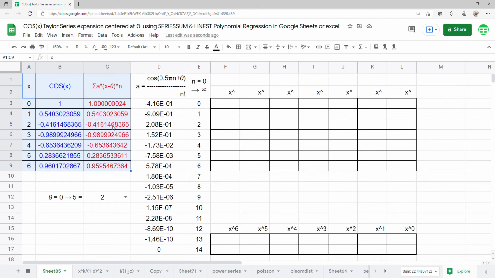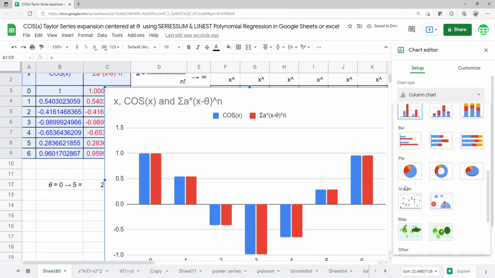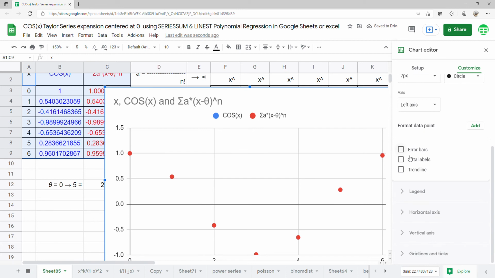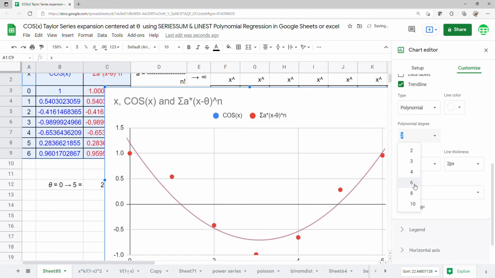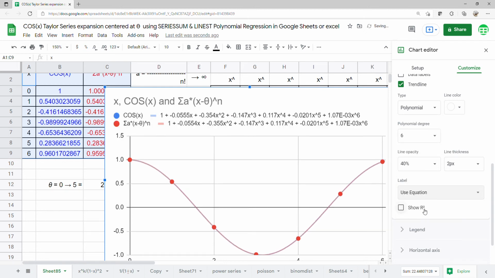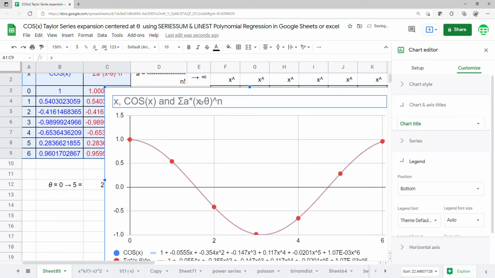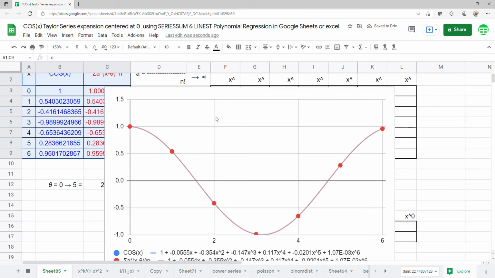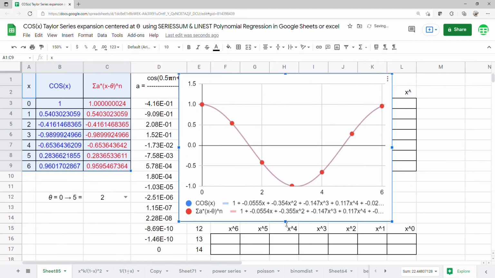Insert chart. And we use scatter chart. And show the trend line, polynomial, to the 6th degree. For the label, use the equation. For the legend, position at the bottom. We don't need a title because we already have the equation as the label. So here's our trend line and polynomials of cosine, the Taylor series expansion of cosine.